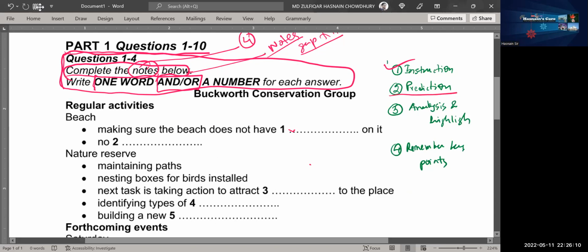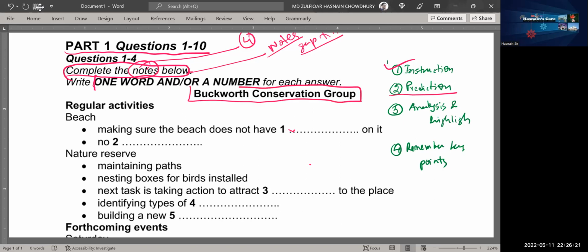Now next is prediction. When you get the question in each part, almost in each part of the question, you'll find the title like this. When you read the title, you need to predict who is going to talk. I mean, who are the speakers? This is one thing. And another thing you need to predict is what is the topic? On what topic they are going to talk?